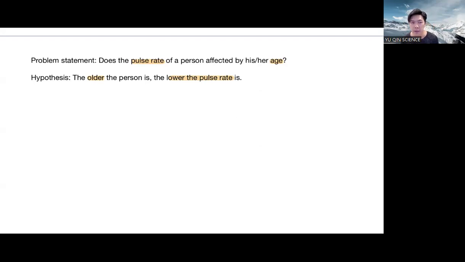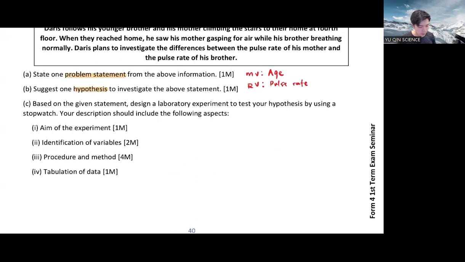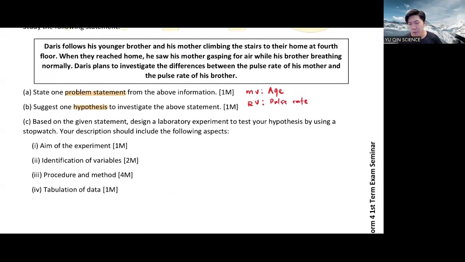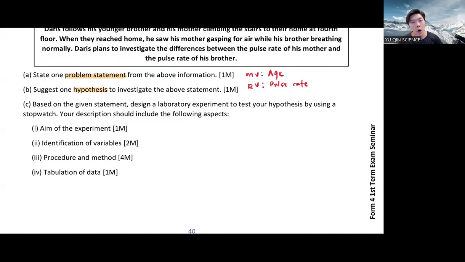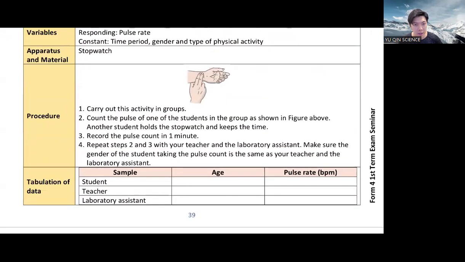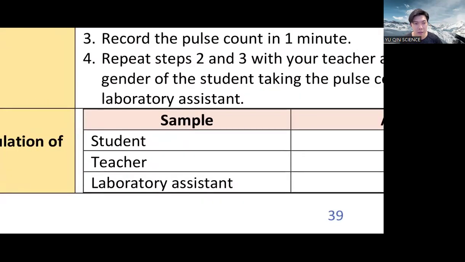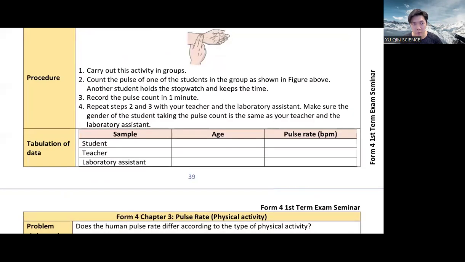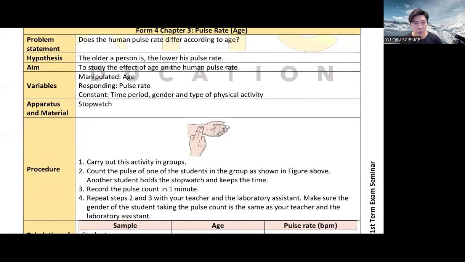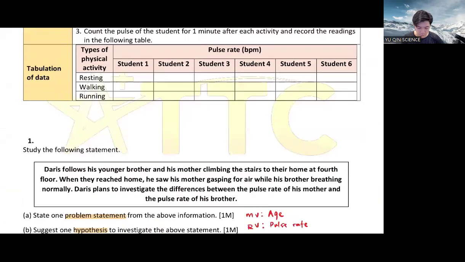Okay, good. Then the next one will be the aim of the experiment. The question here says, based on the given statement, design a laboratory experiment, and so on. We're not really using Derry's mother and brother. That was just a story. You need to go back to your original experiment, which is here, teacher, student, laboratory assistant. So you must read through the original experiment also. Okay, so your aim, there you go.